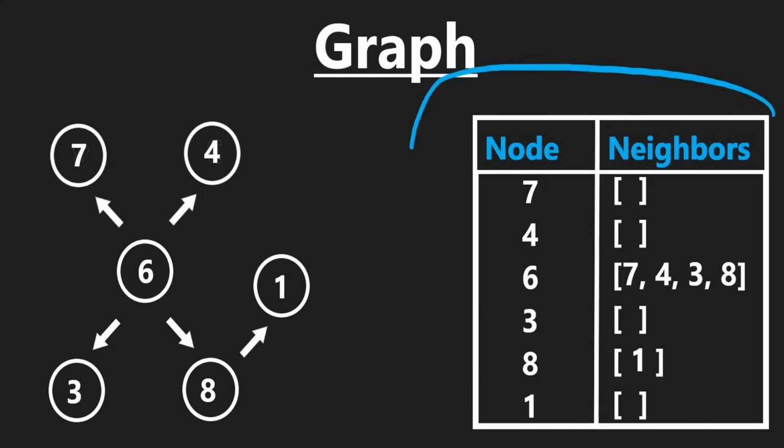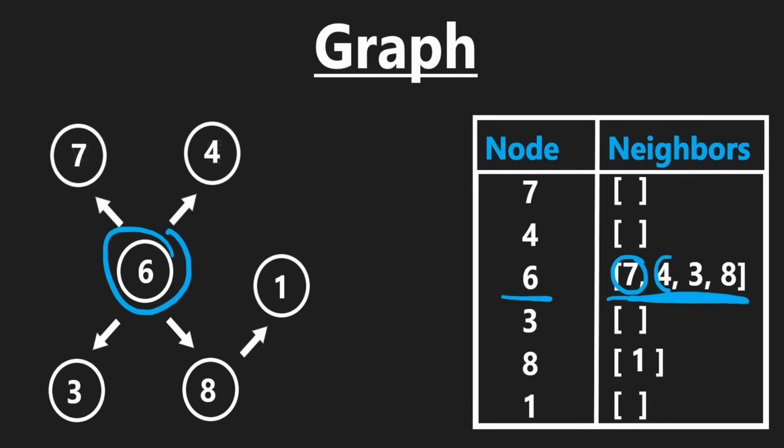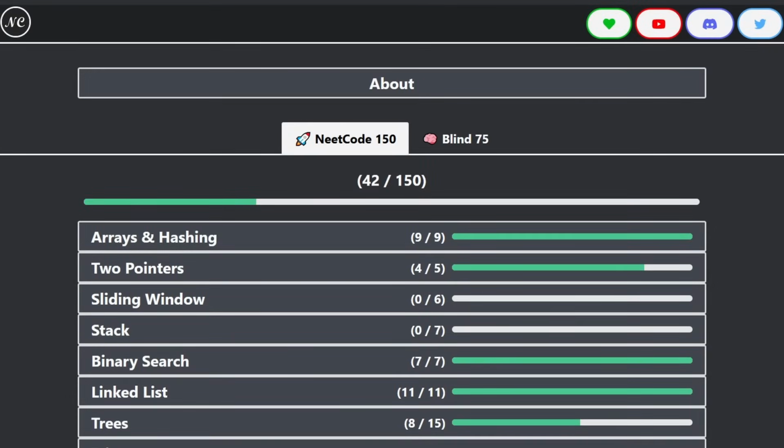So one of the best ways to represent a more general graph is using an adjacency list, as you can see here. Every single node in the graph has a list of neighbors. You can see 7 does not have any neighbors. It doesn't have any edges outgoing from it. But you can see 6 has 4 neighbors. It has a 7, a 4, a 3, and an 8 as a neighbor as well. Graphs are a very complicated topic because there are so many different algorithms that can be used on top of them with varying time complexities.